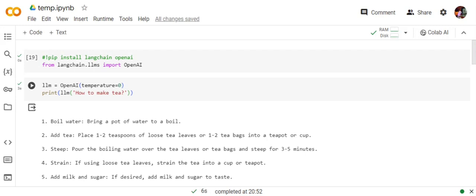Basically, temperature is the parameter that helps you generate the text and determines the randomness or the deterministic approach of the model. If the temperature is zero, the model will give you an output according to the probabilities that it has got. So if a word has the highest probability, that would be coming into your output.